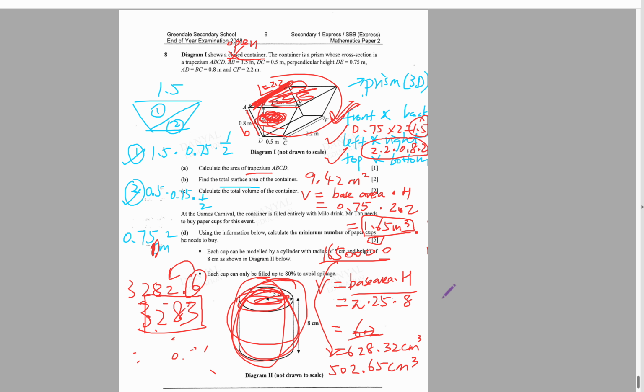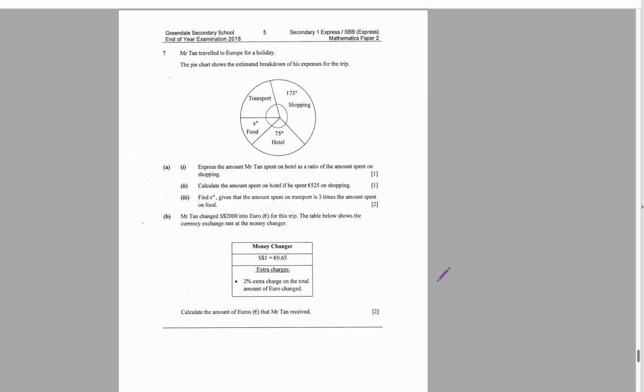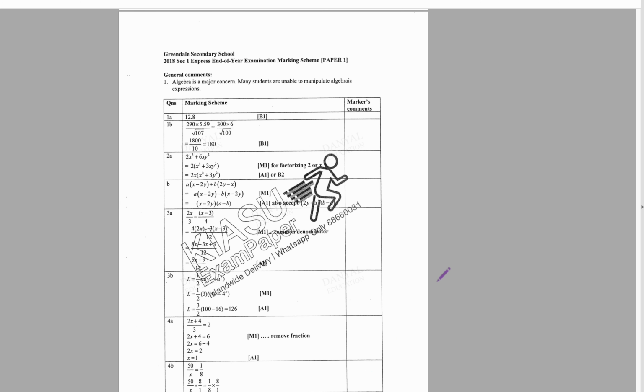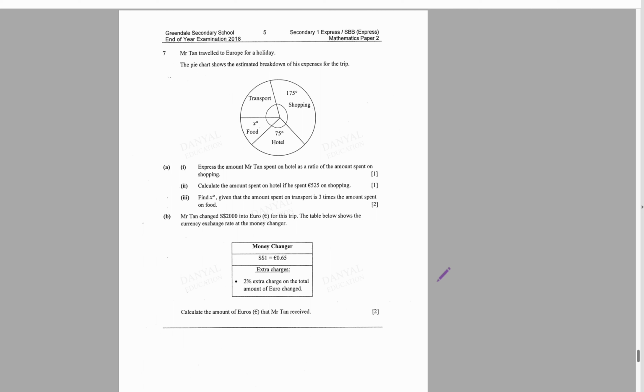I need the second last question, number 7, part A3. So this question I think is quite easy also. They say given that the amount spent on transport is 3 times that on foot, so this is 3x.